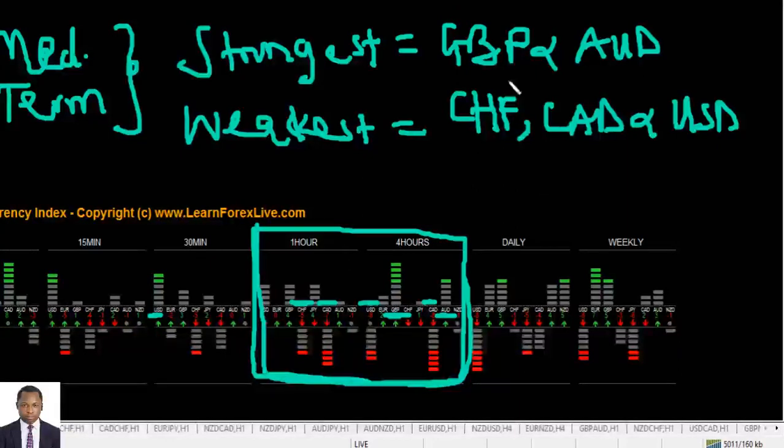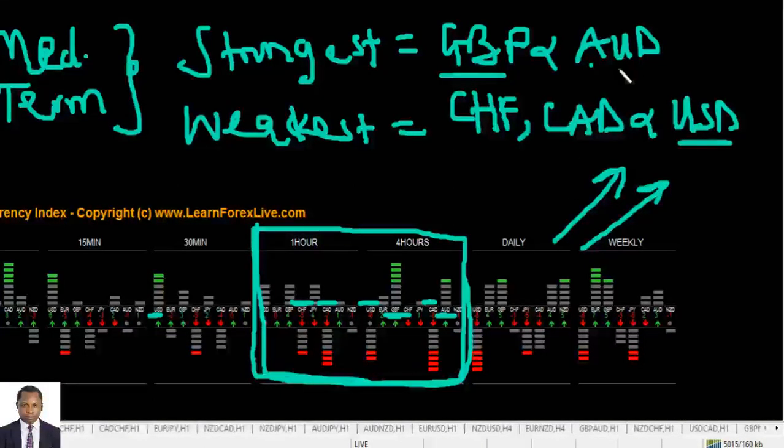If you are looking into the sterling pound against the American dollar, since the sterling pound is strong, the American dollar is quite weak. In the very medium term, on the 1 hour and 4 hours time frame, you'll see that price is actually heading to the upside. Similarly, the Australian dollar against the American dollar, price should be up. The Australian dollar against the Swiss franc, price should be up within those time frames.